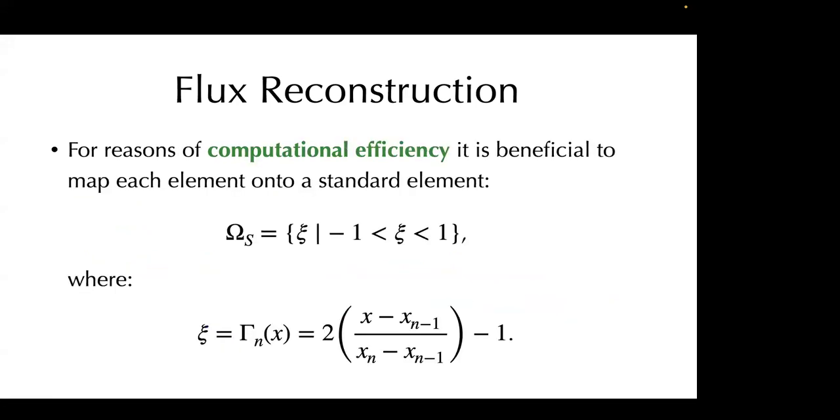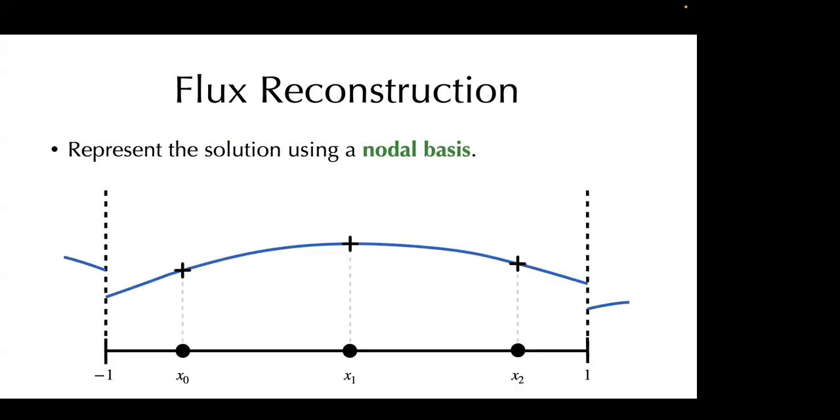For reasons of computational efficiency, it's beneficial to map each element onto a standard element. The idea being that every element through this mapping then has the same geometry. In our case, after doing this quick transformation, each element will go from -1 to 1. This just makes things easier mathematically and more efficient computationally. And critically means that we just need to focus on what's going on inside of a single element.